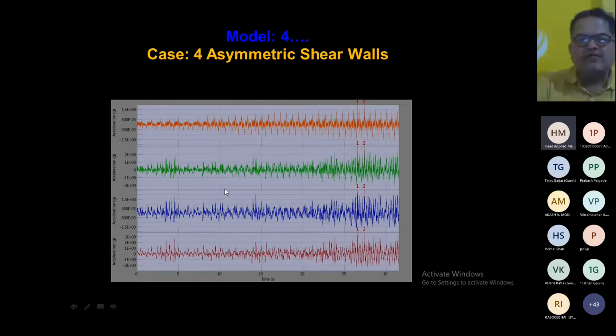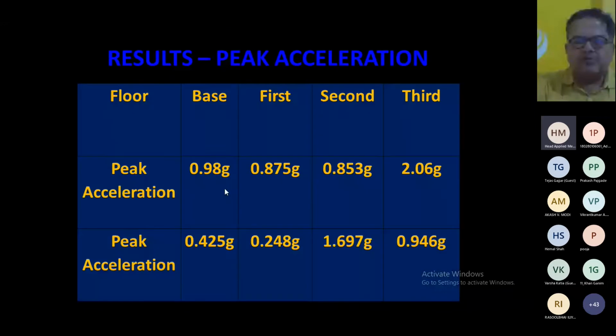So these are the results of acceleration versus time. We are getting this result, right? Now what is the important thing? The important thing is that if we are vibrating our structure in a uniaxial direction, we must have acceleration in one direction.